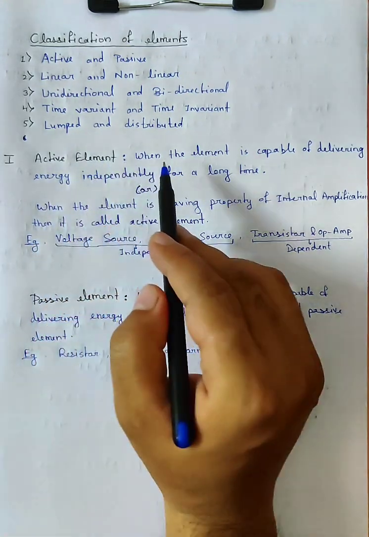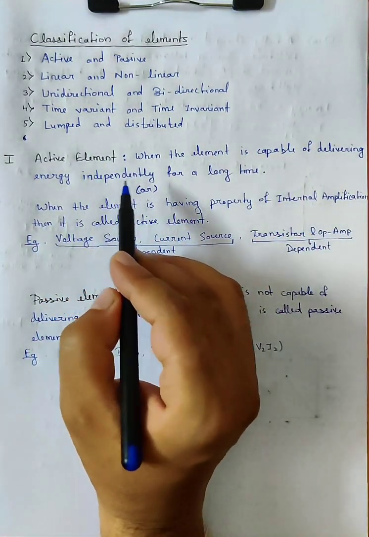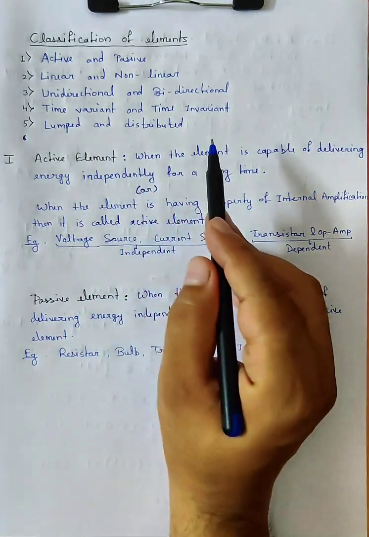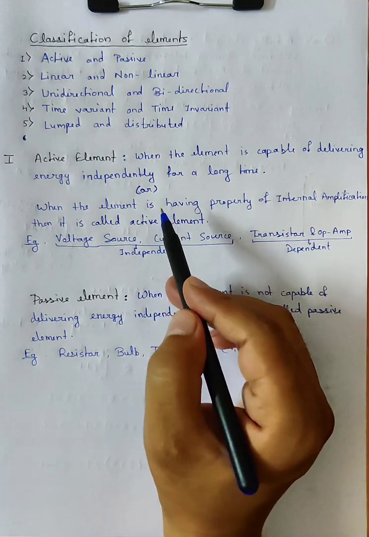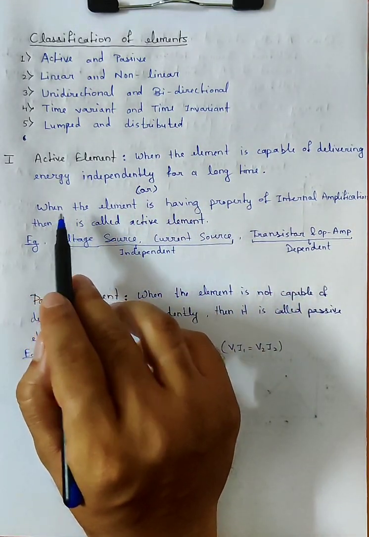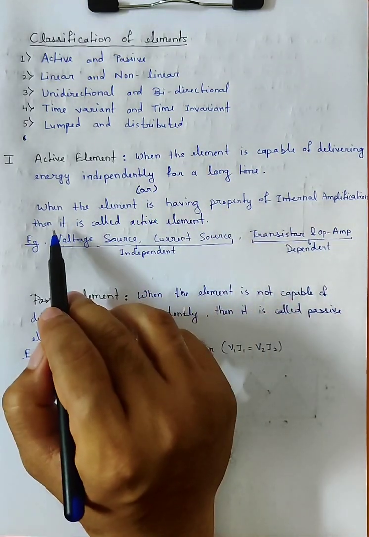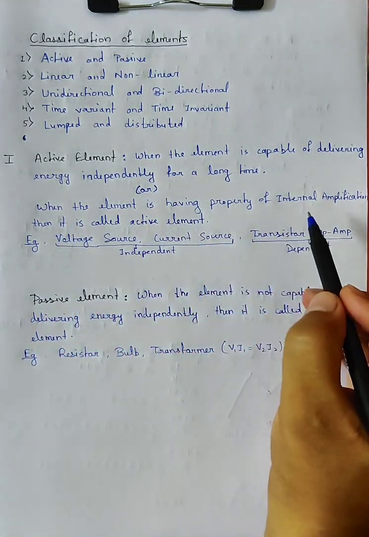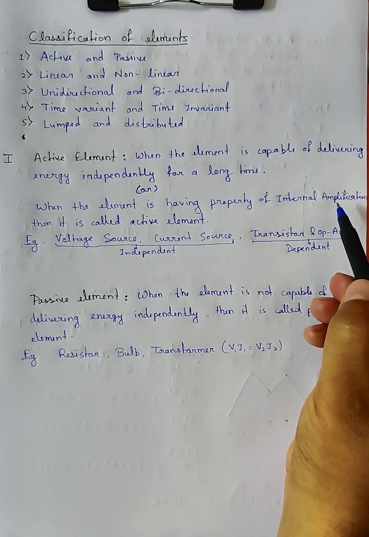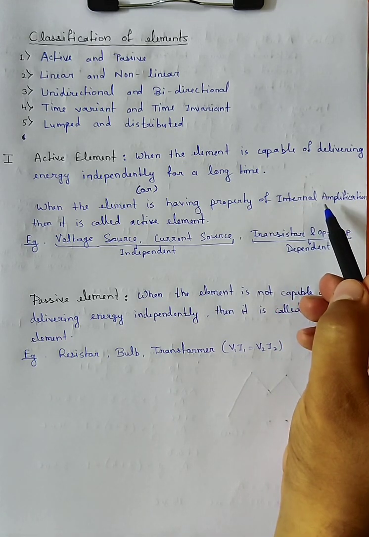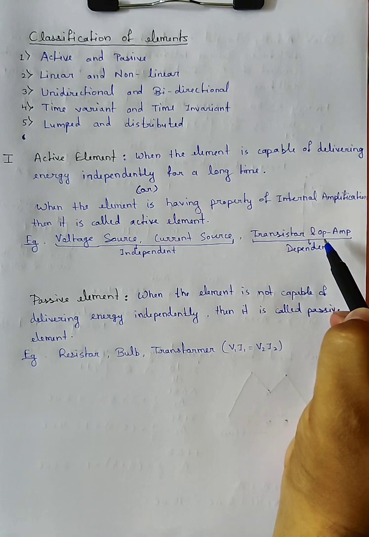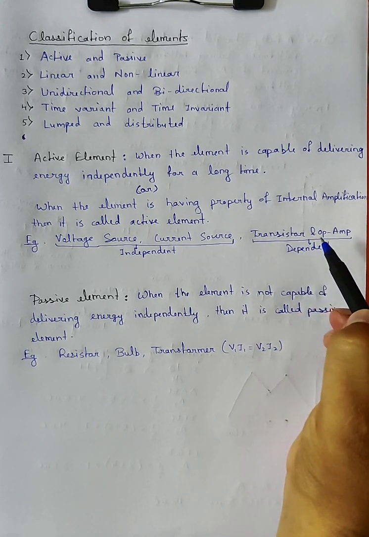What is an active element? When the element is capable of delivering energy independently for a long time, then it is an active element, like a voltage source or a current source that can deliver power independently. Or another definition: when the element has the property of internal amplification, then it is called an active element. Internal amplification means adding power to the existing power. Examples are a transistor and an operational amplifier that internally amplifies the signal.